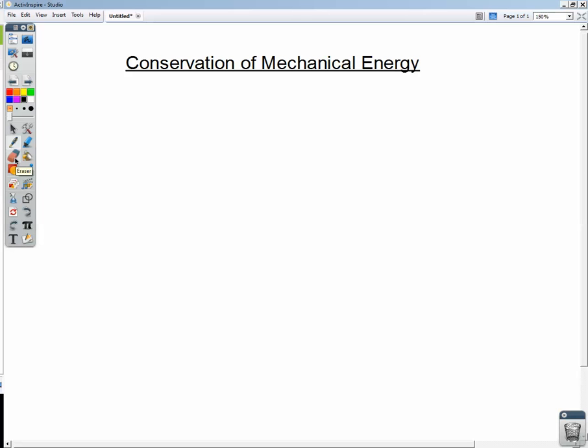Welcome. The stage is set now for a very important lecture and a really powerful tool that allows us to solve a lot of the problems that we have solved already, but much more easily, and also allows us to solve problems that we haven't quite been able to solve before without the use of calculus. So it's the conservation of mechanical energy, and we'll start at a very familiar place here.